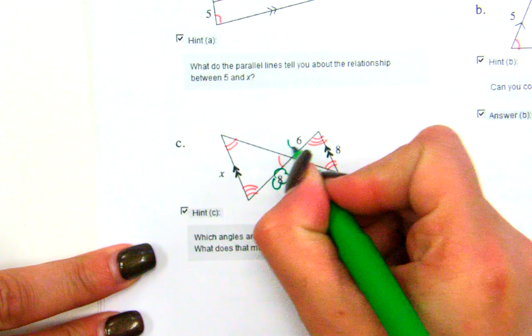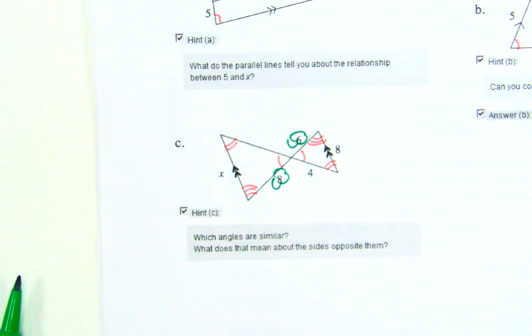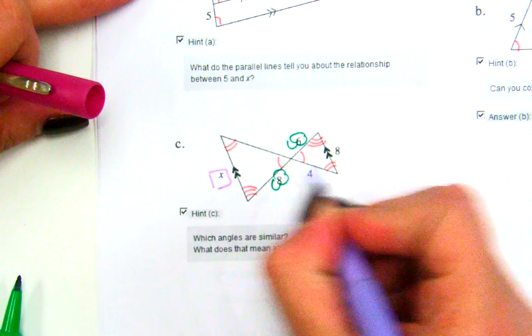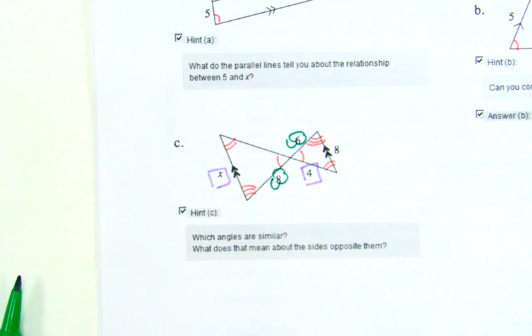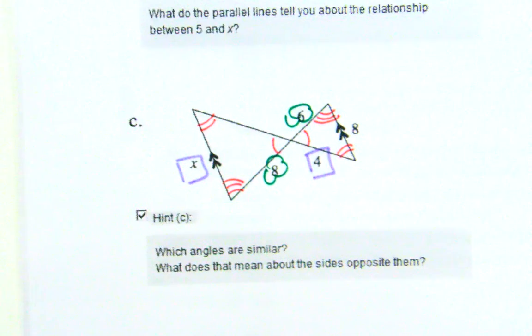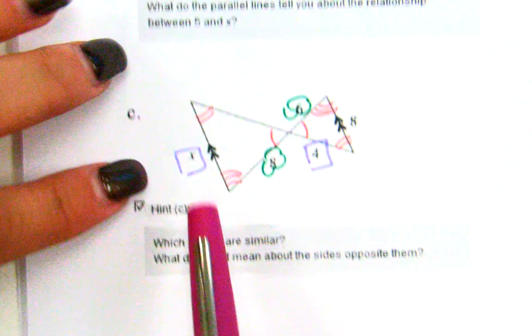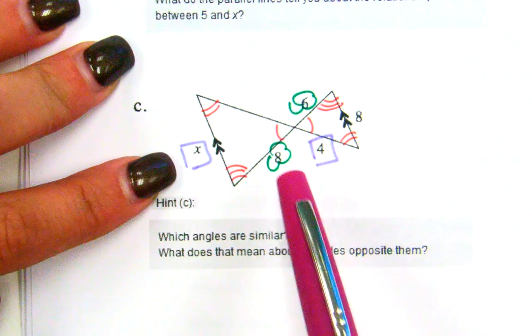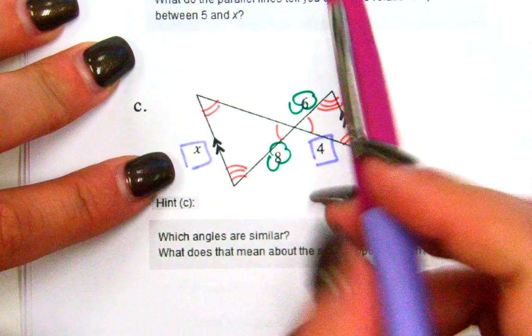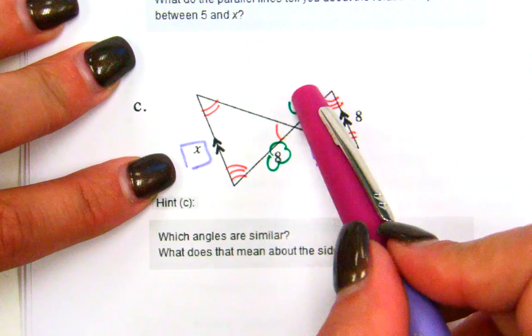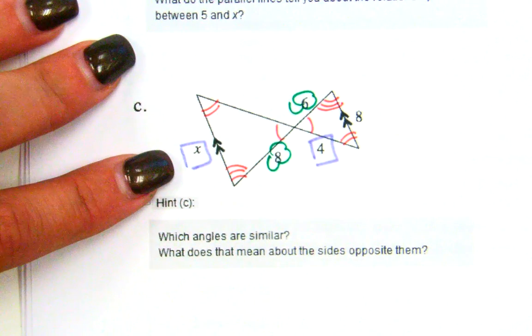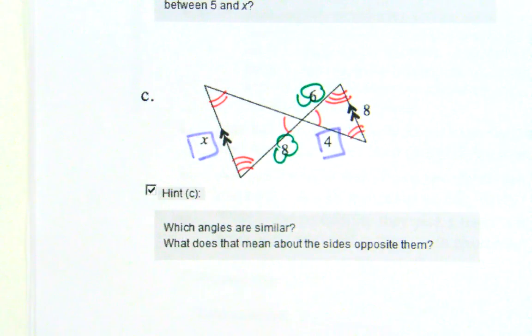Okay, so 8 and 6, because they're both within those parts, and then x and 4. So looking more closely, you need to write a proportion using x over 4, and then maybe 8 over 6. Or maybe 4 over x equals 6 over 8, or whichever way you want to do it.